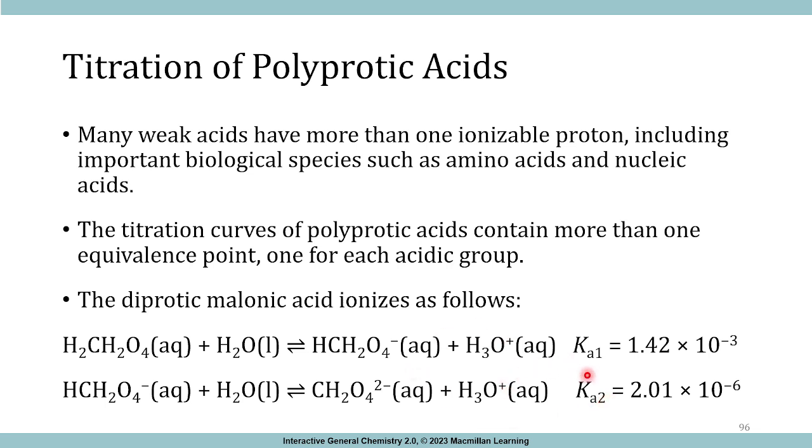Okay. And so what does that tell you right there? Well, that tells you that if you titrate this, you're going to have two sets of titrations, one stacked on the other, because you'll have two buffer regions that you make, right? You'll have two equivalence points. One where you've converted all of the malonic acid to its conjugate base. One where you've converted that conjugate base to its conjugate base, right?